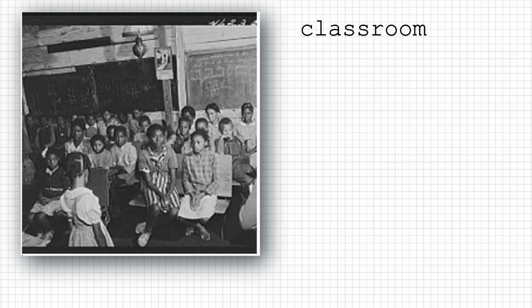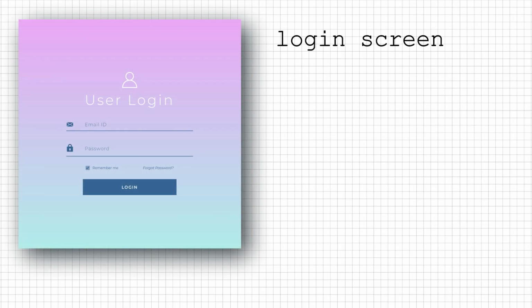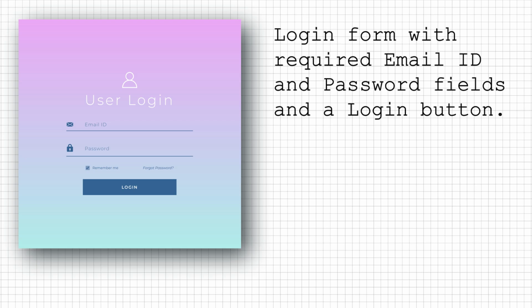Our second image was tagged classroom. The purpose of showing this image is to communicate the poor condition of schools that serve children of color during the Jim Crow era. So we might describe this image as children of color ranging from elementary to high school age, packed tightly into a dilapidated classroom with no desks, sitting 2 to a bench. And finally, for our login screen example, we need to communicate the fields the user must complete. So we might write login form with required email ID and password fields and a login button. Now, instead of guessing what the images are, your students can actually learn from them.